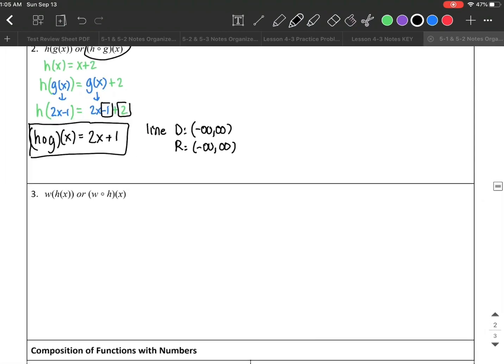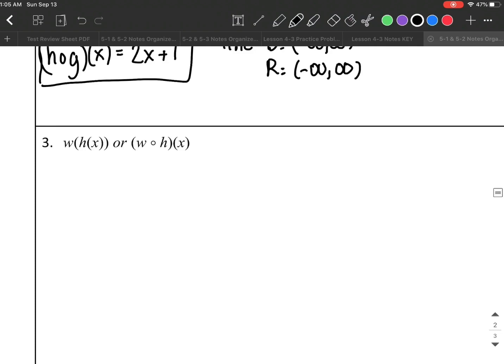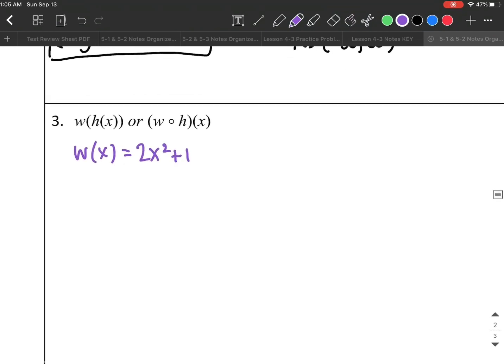And then for 3, I have w of h of x, or I can write it in either one of those two ways. I'm taking w of x first. w of x is equal to 2x squared plus 1. So I know instead of x, I want to plug in h of x.